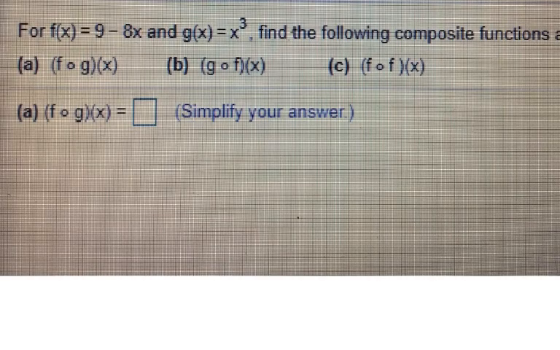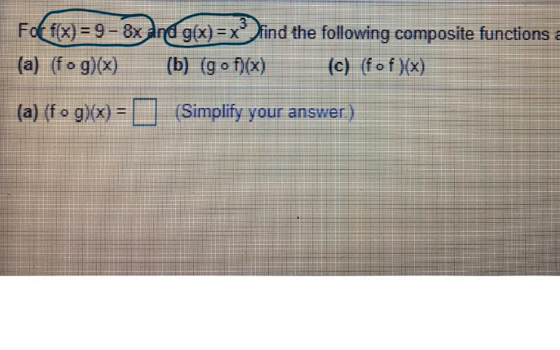Let's say I'm given f of x, that's a linear equation, right? And here g of x is a cubic equation, it's a 3-power equation, right? Well, if they want f of g of x, what that means is I'm going to take g of x and literally put it inside of f. Think of inside out, okay?